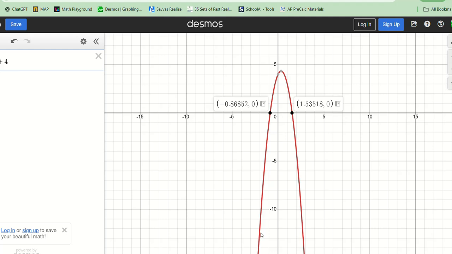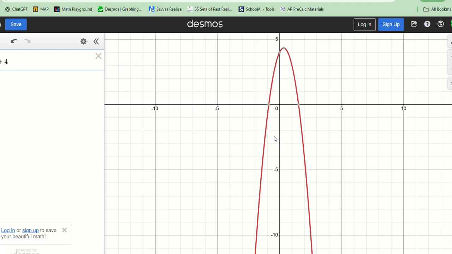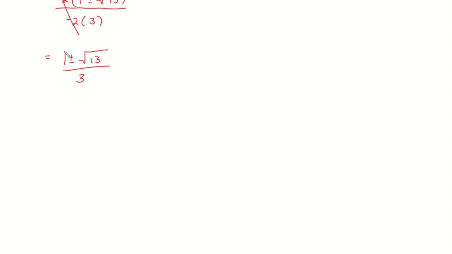I have a sneaking suspicion that your numbers are likely to be 1.53518, and the other one is probably negative 0.86852. I can see these numbers showing up. If you got something different on your calculator, my guess is that when you typed it in, you might not have used parentheses around the entire numerator. If you don't, when you type divide by 3, it's only the 3 that gets divided. Yes, sir.